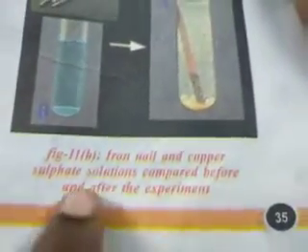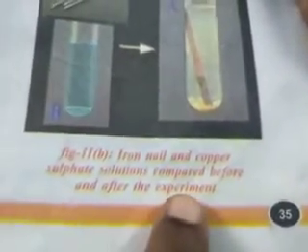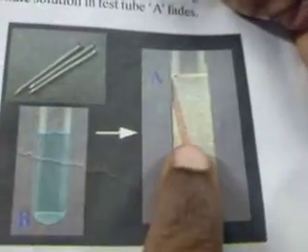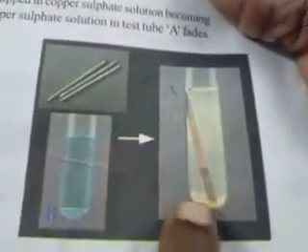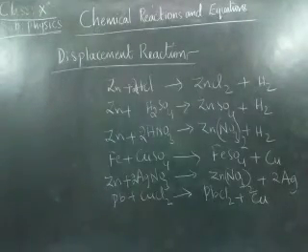Here copper can be seen. Copper is displaced over here. The iron nail and copper sulfate solutions are compared before and after the experiment. Here before, this is the copper sulfate solution. After keeping the nail inside the copper sulfate solution, iron can be seen separated. Therefore here Fe plus CuSO4 for this reaction, children.